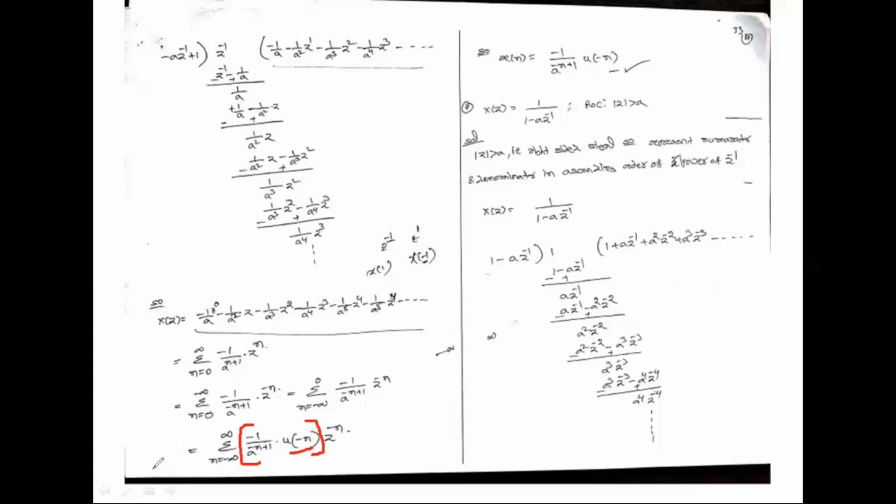From this function, X of z is equal to... what is the signal x of n? Minus 1 by a power minus n plus 1 mu of minus n. Okay. When the given ROC is left-sided, keep the descending order of the powers of z power minus 1 and ascending order of the powers of minus 1.